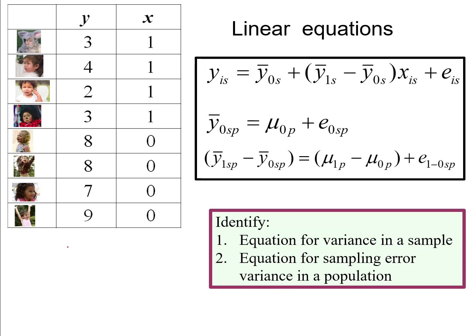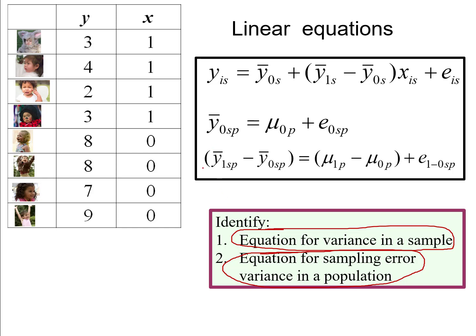Recall that in each case, we've started off with an equation for variance in a sample, and that equation has had a parameter estimate in it. And then we've taken that parameter estimate from our first equation, and that parameter estimate becomes the thing that's predicted in our second equation, in the equation for sampling error variance in a population. And in our equations for sampling error variance in a population, we say that this parameter estimate from our sample is equal to the true population parameter plus however much error we made in our study.